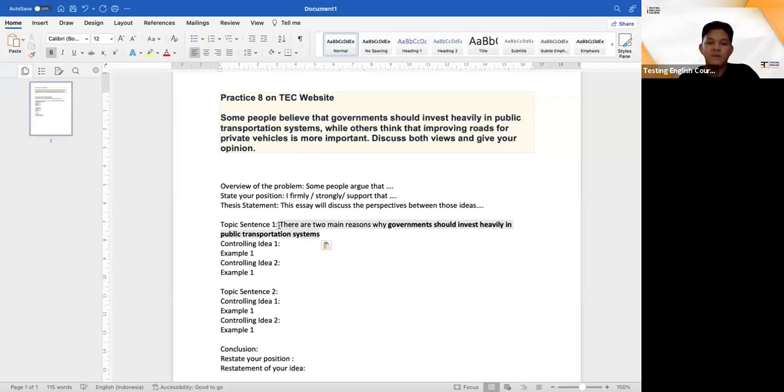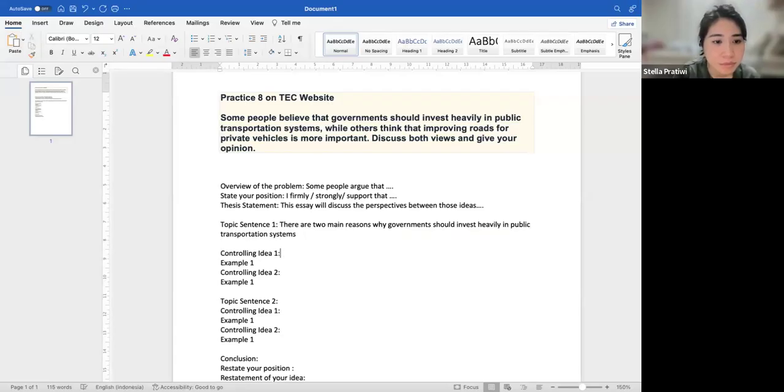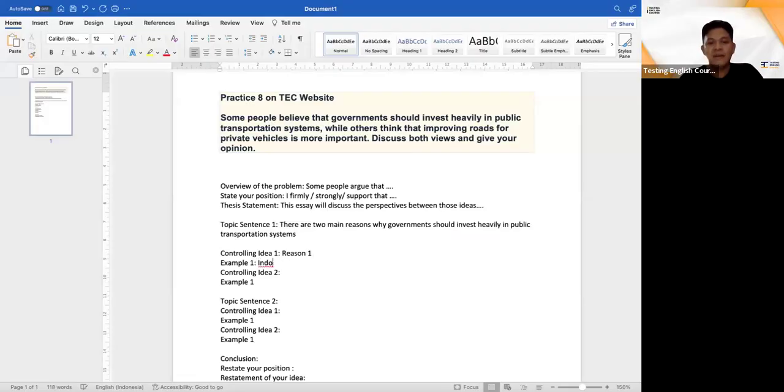Okay, government should invest more on public transport. Concerning idea or reason one, an example: Indonesia, for example, or let's say Jakarta, a success story. Or let's say a personal view story. You can go with any story. You can completely make up the things here. So, personal view story. If you have data, why not? But if you don't have data, it will be hard for you.